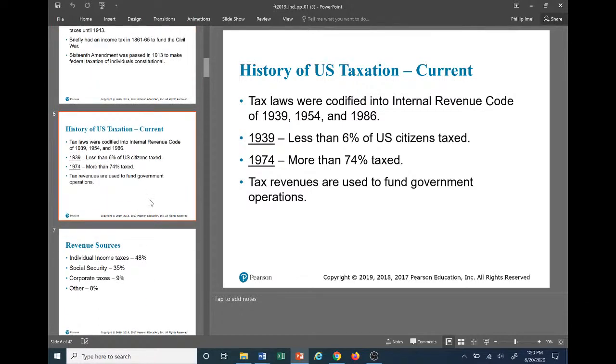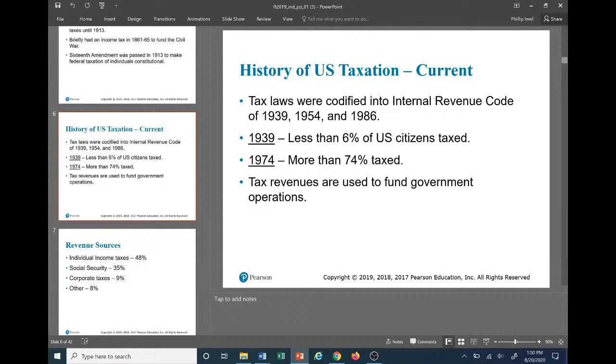Then tax laws were codified into the Internal Revenue Code of 1939, 1954, and 1986. So pretty much this is the main thing here, just when the Internal Revenue Code was codified. In particular, just know that the last huge overhaul was in 1986 when it was actually codified. There have obviously been amendments since then, so any amendments to the tax law will be referred to as amended from the 1986 one.